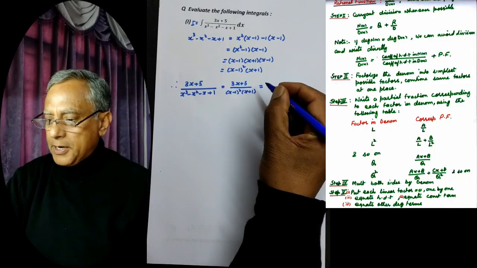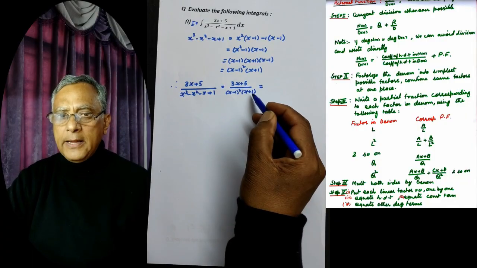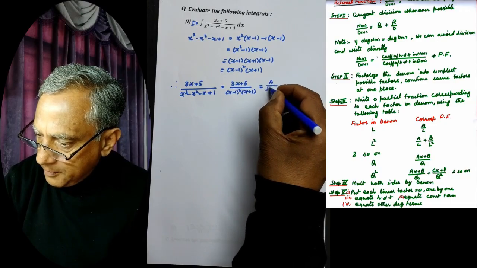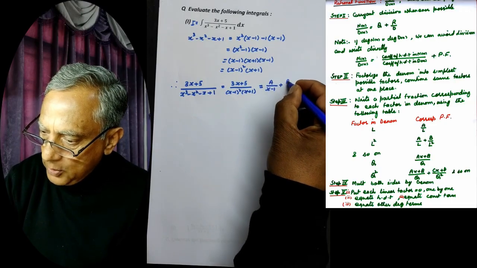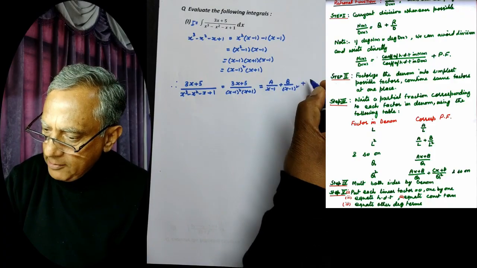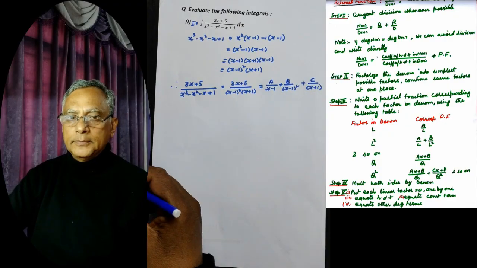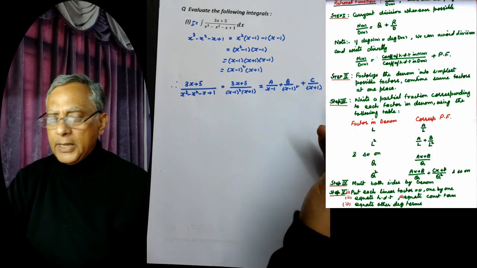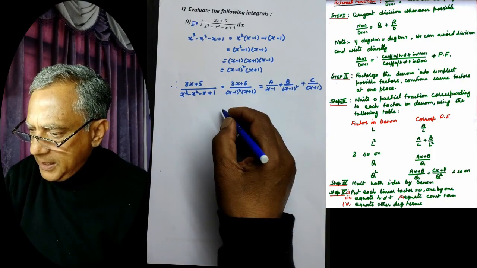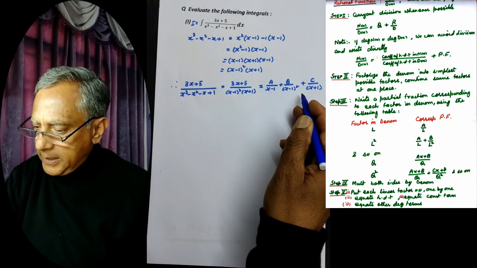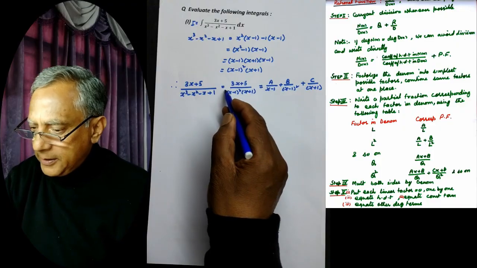Now write a partial fraction corresponding to each factor in the denominator. So we will write this as a over x minus 1 plus b over x minus 1 whole square plus c over x plus 1. This is how we will write these partial fractions. You can see the table on the side sheet. Next step is multiply both sides by the denominator. So we will multiply both sides by this denominator.